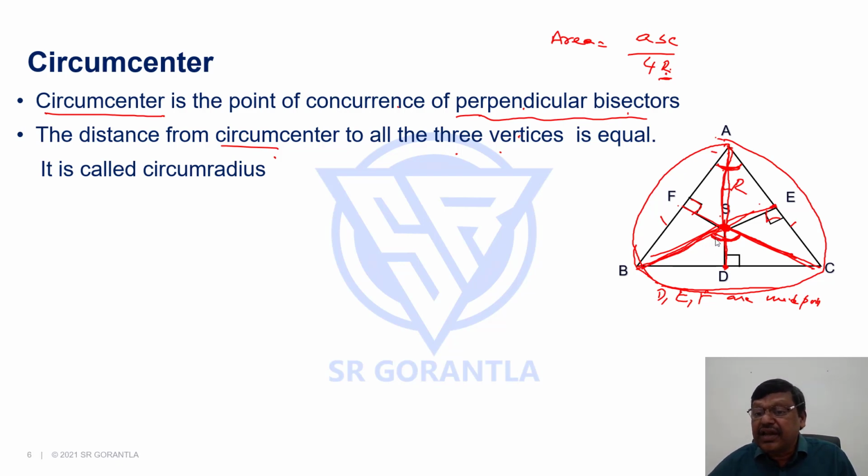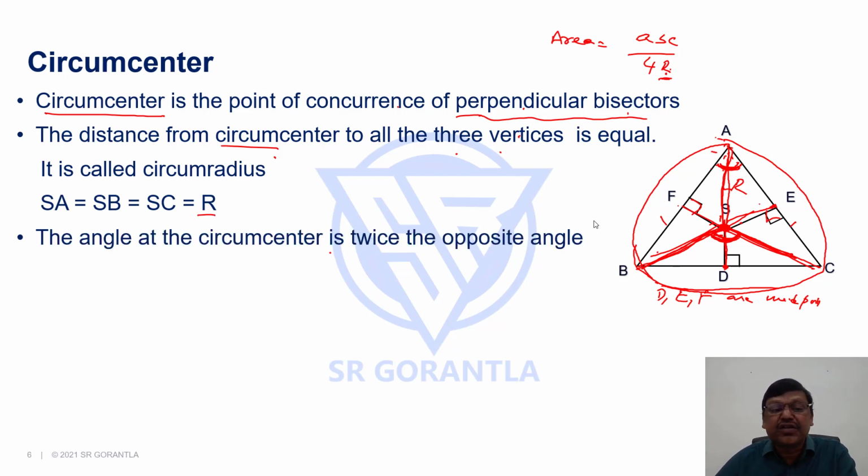Next, as I said, the angle at the circumcenter is twice the opposite angle, meaning angle BSC is twice the opposite angle BAC, or in short, A. So I have already told you, SA equals SB equals SC, we call it circumradius. Next one, the angle at the circumcenter is twice its opposite angle. As I said, angle BSC equals twice angle BAC. Similarly, if I take this angle ASB, it will be twice its opposite angle, that is twice angle ACB.